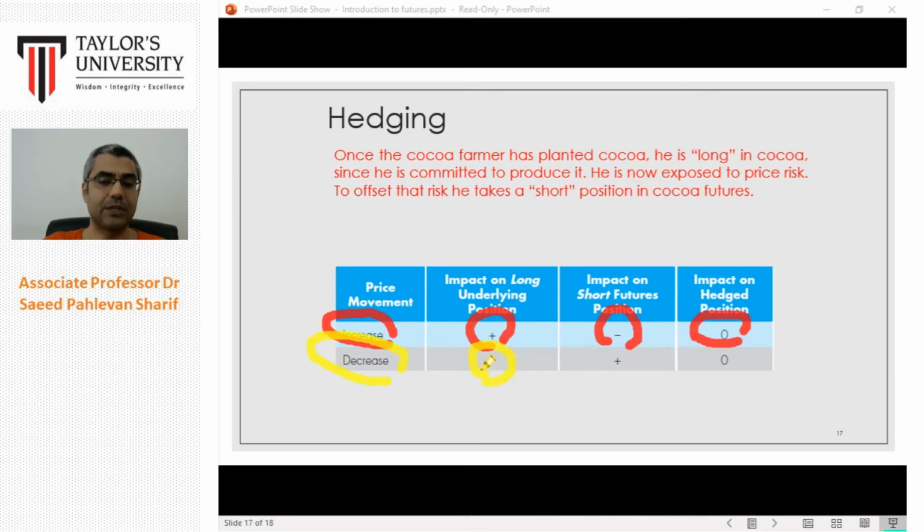So it's a loss for him. The value of his assets will reduce. What happens to his futures contract? Because the futures contract will obligate the farmer to sell cocoa at 100 ringgit per ton.